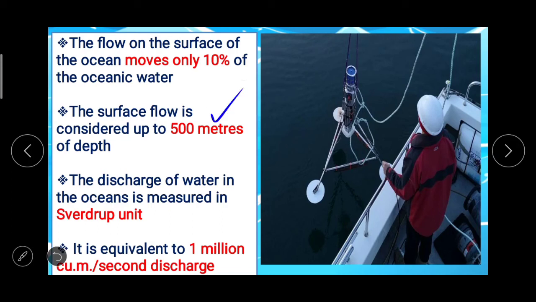The surface flow is considered up to 500 meters of depth. The flow on the surface of the ocean moves only 10% of the oceanic water. The discharge of water in the ocean is measured in sverdrup unit, which is equivalent to 1 million cubic meters per second discharge.